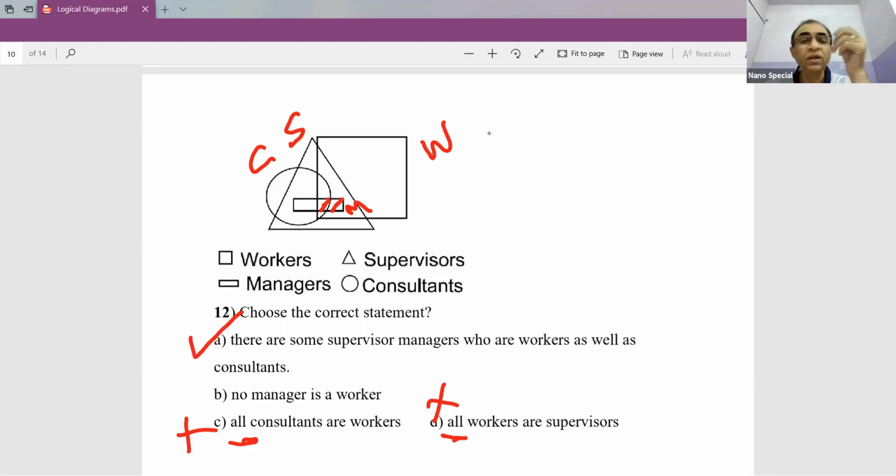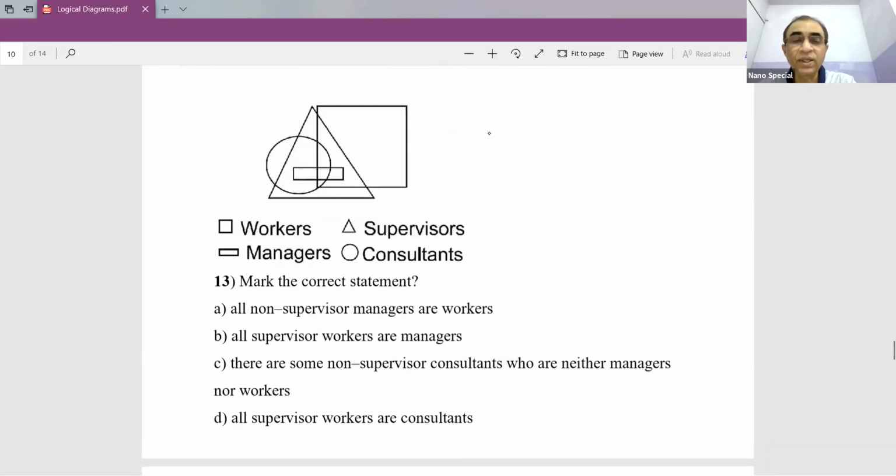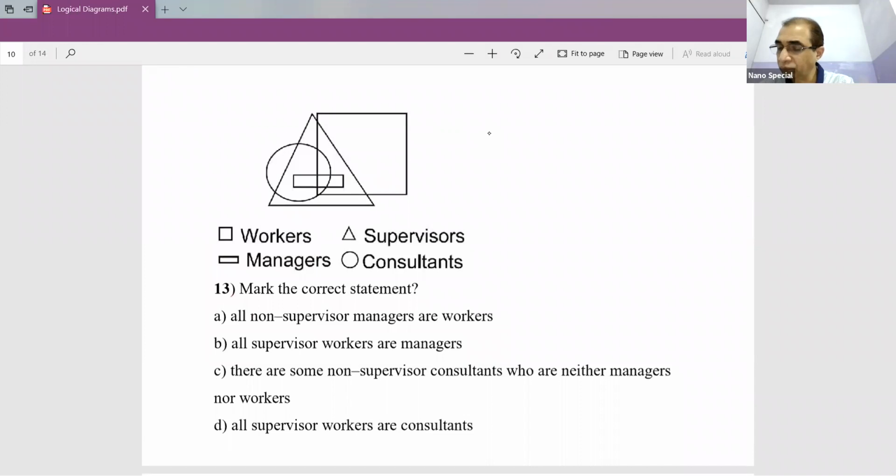A is the answer. And you can also check. There are some supervisor managers who are workers as well as consultants. Yes, there is an overlap of people who are supervisors, who are managers, and also we are talking about this. All right. So therefore, A is right. Let's go on to the 13th.